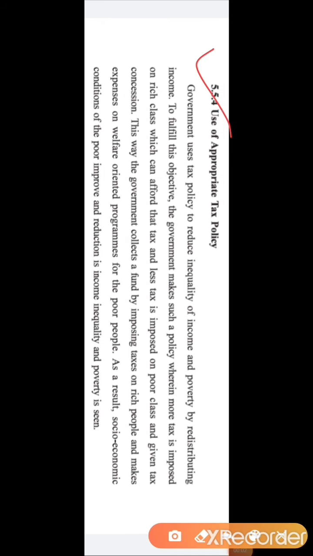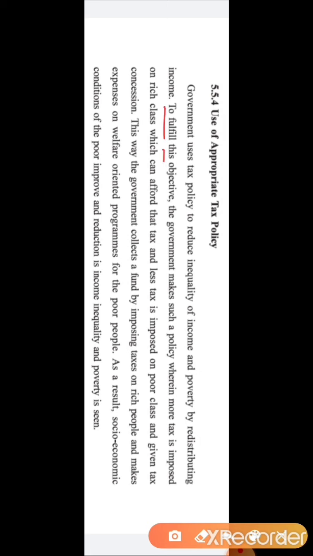Use of appropriate tax policy. Government uses tax policy to reduce inequality of income and poverty by redistributing income. So in a single sentence, if I explain this concept, it is about collecting the tax from rich people and that money is used for the benefit of the poor.